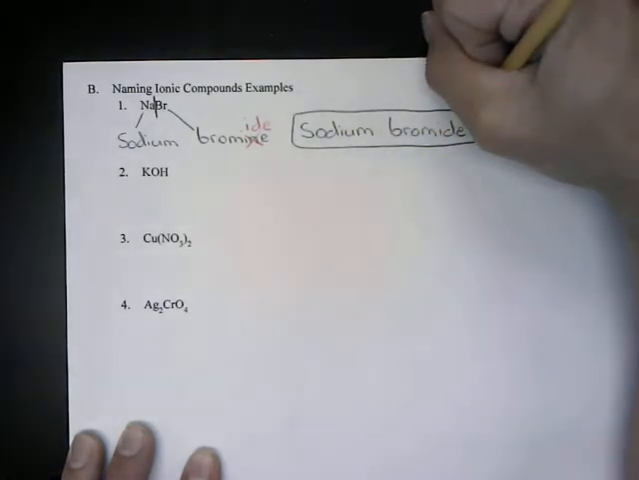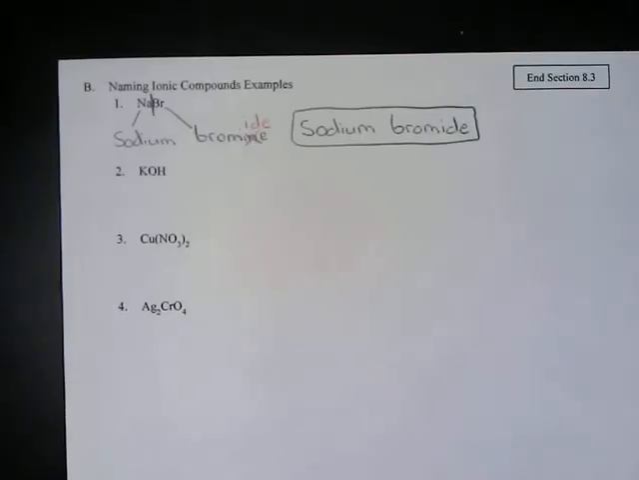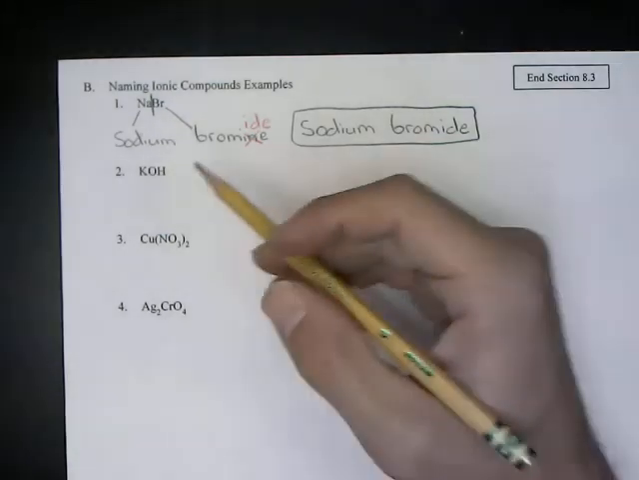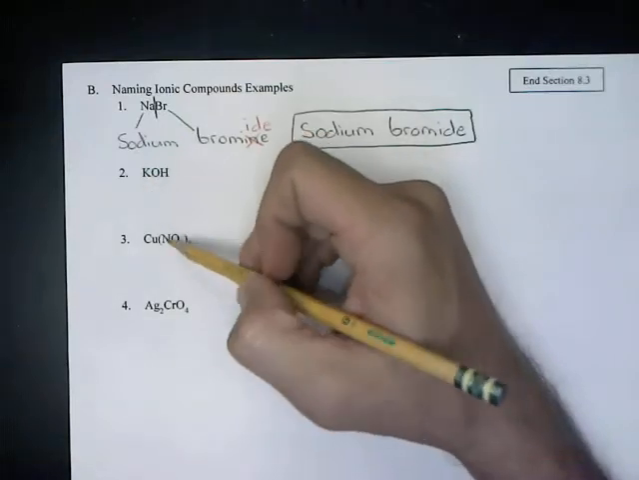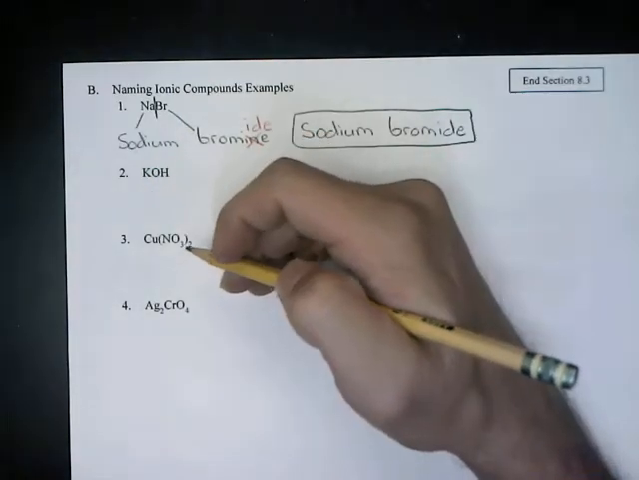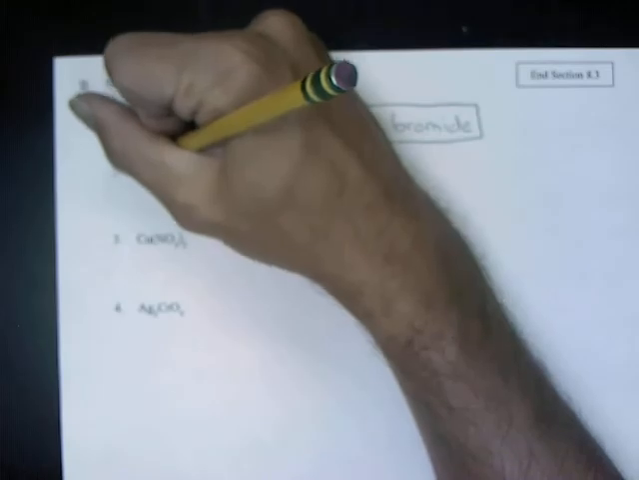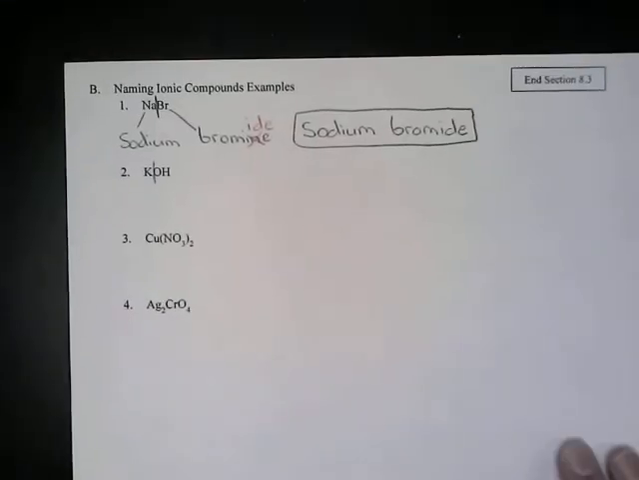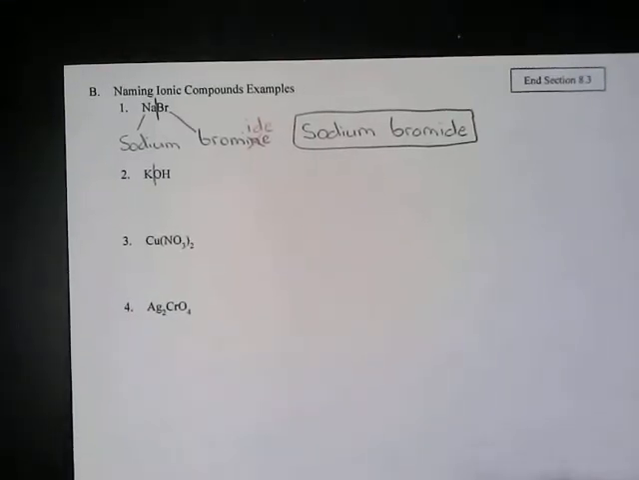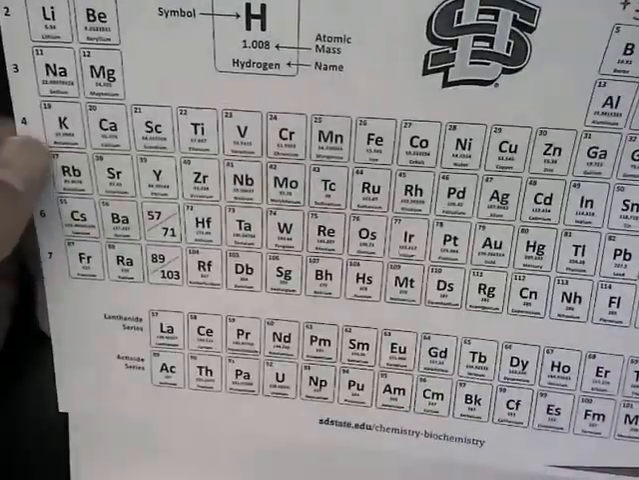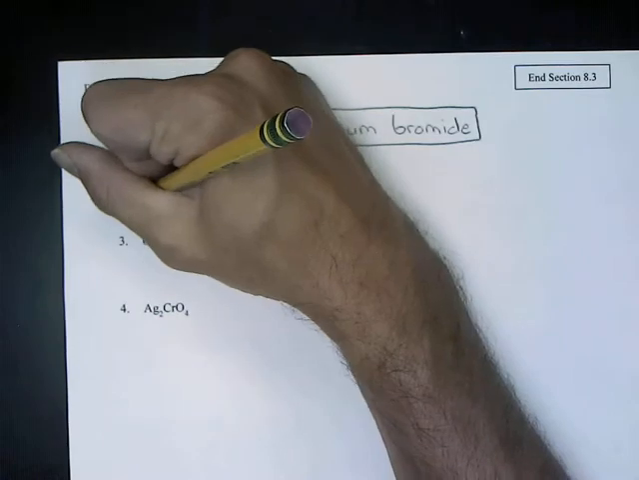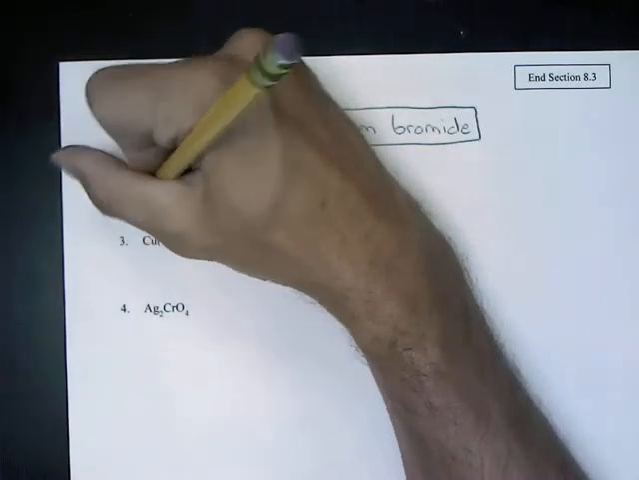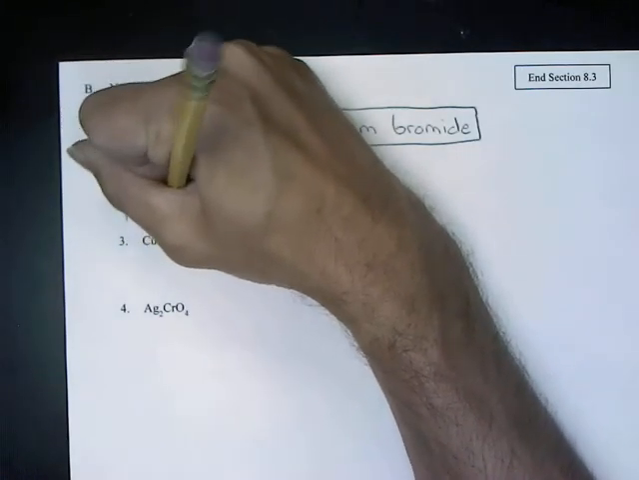All right, so KOH. Now, again, the hardest part initially is going to be identifying what is positive from what is negative. What is positive here, the only thing positive is our K, and so it's going to split right here between K and OH. So what I'm going to do, I'm going to turn to the periodic table. I'm going to find K. The name of K is potassium. I write that down exactly how I see that on the periodic table.